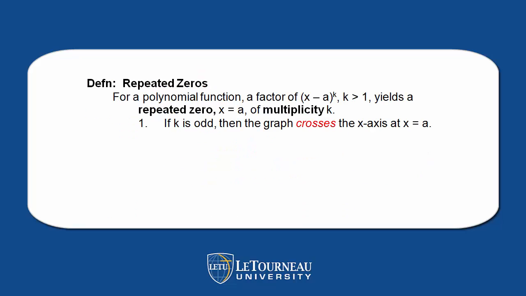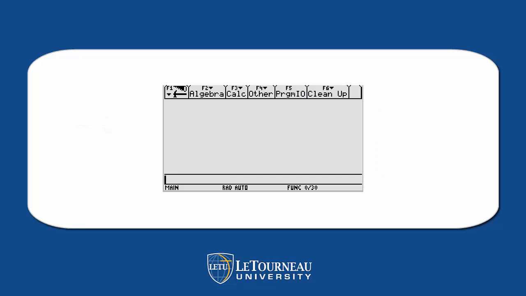Repeated zeros impact the x-intercepts of the graph. So let's check it out. We have a repeated zero. If k is odd, then the graph will cross the x-axis at x equal to a.